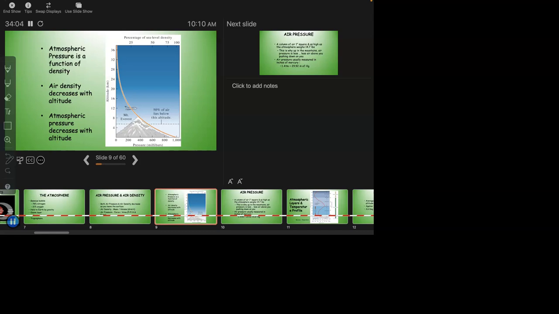Fifty percent of our air is right at about, we'll call that 5.5 kilometers-ish there. It's not quite the middle of 4 and 8. It's a little below the middle, so not quite 6 kilometers up. How many miles is 5.5 kilometers? 3.42 miles, according to Siri.